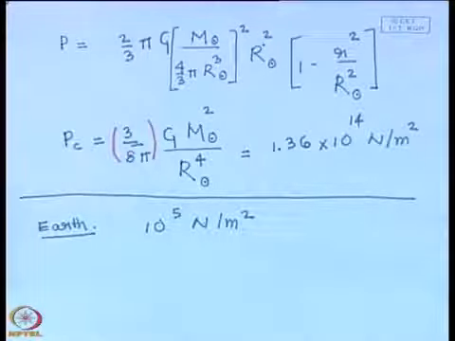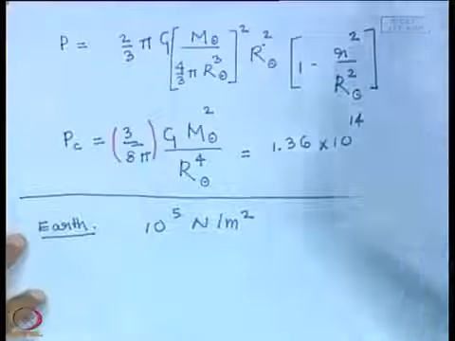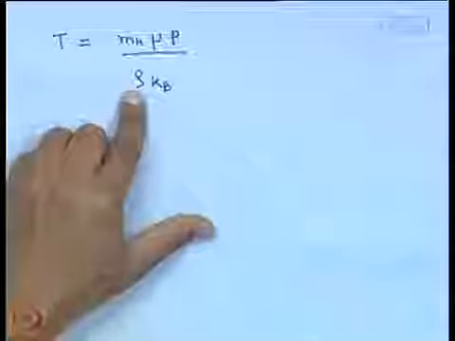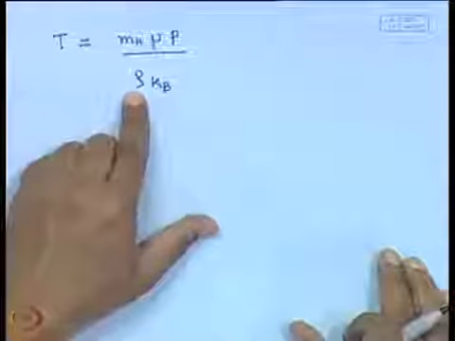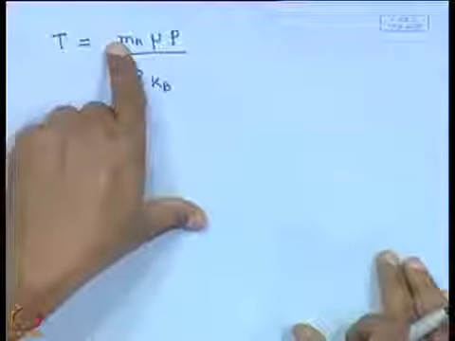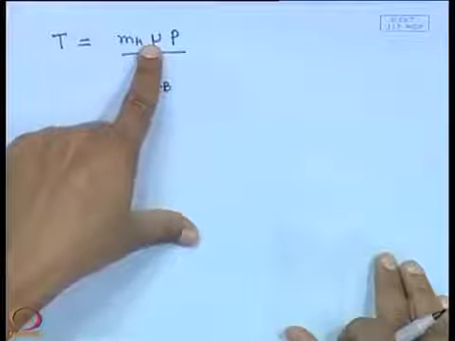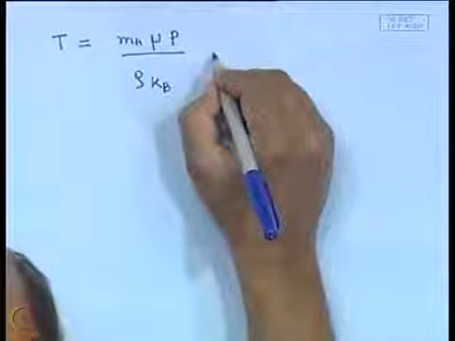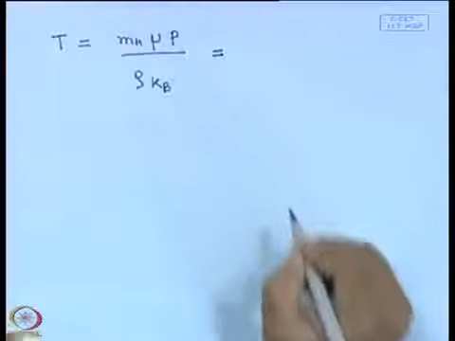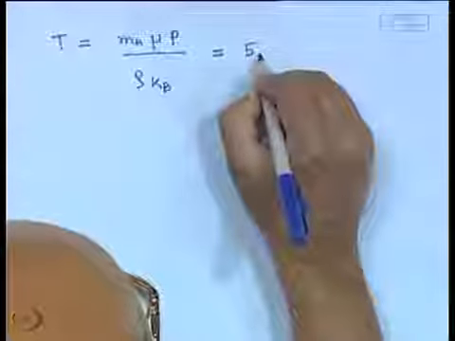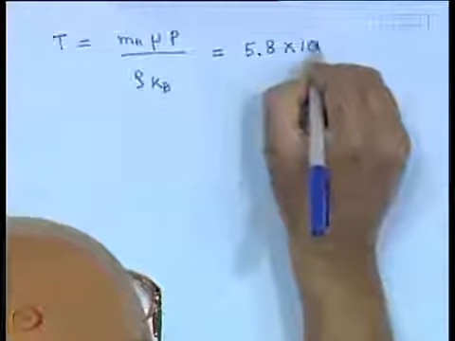So you put in the values. We know the density, we have just estimated it, 1.4 grams per cc. You know the Boltzmann constant, the mass of the hydrogen atom, and here you put half. Put in all of these factors and you get the temperature. If you use this, the temperature comes out to be equal to 5.8 times 10 to the power 6 Kelvin, somewhere over here.